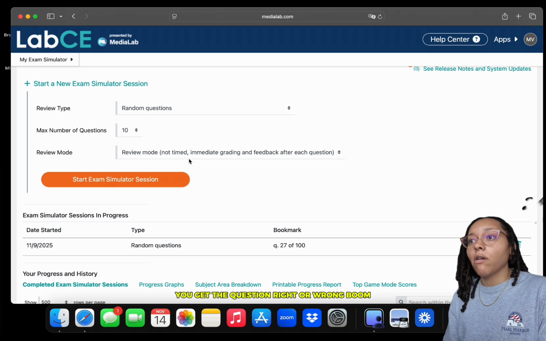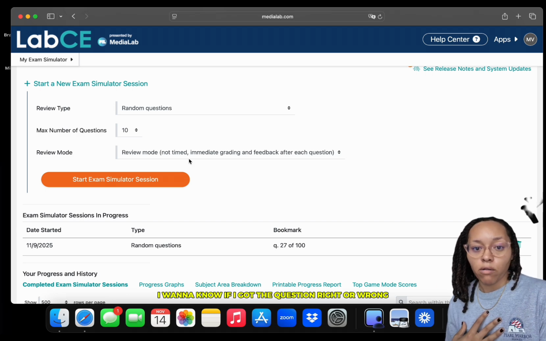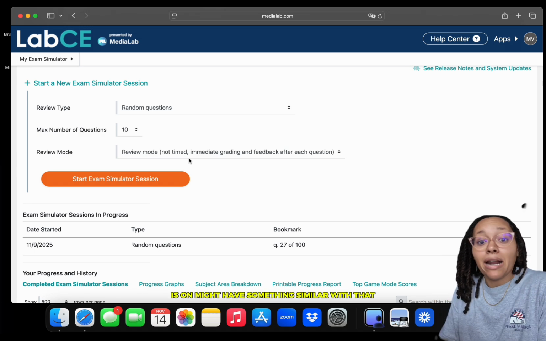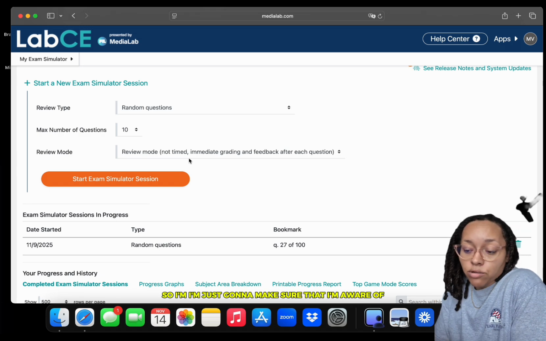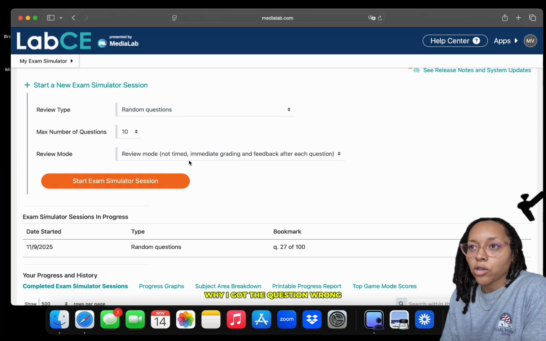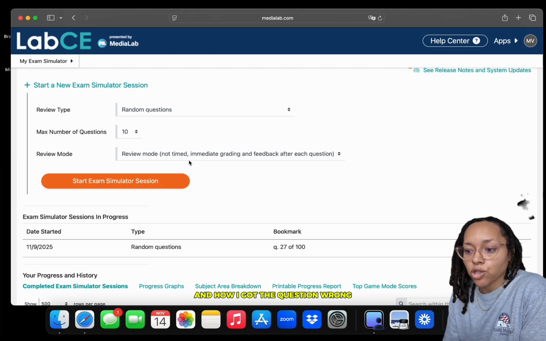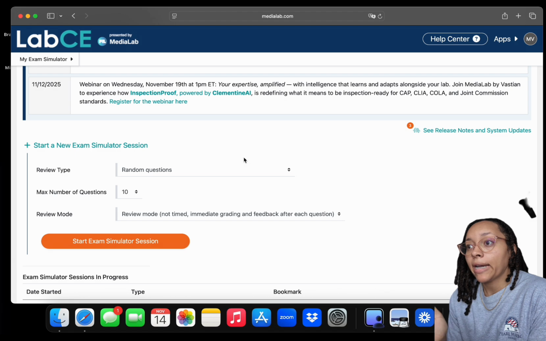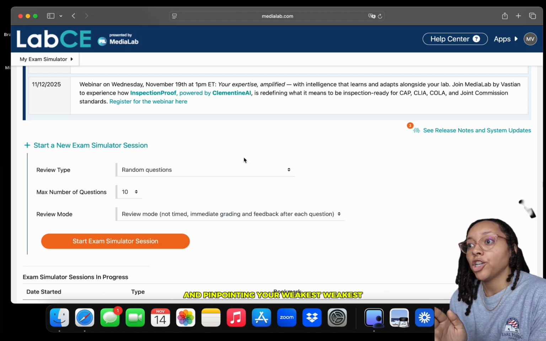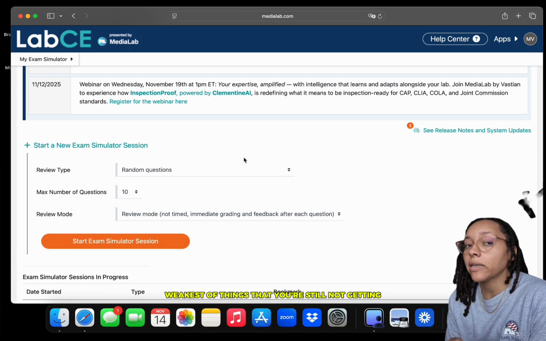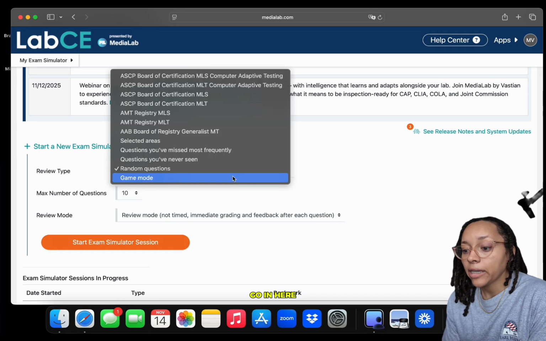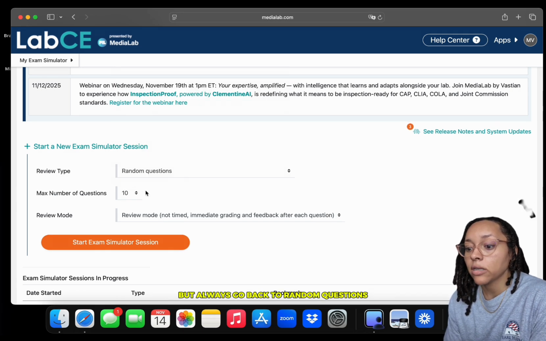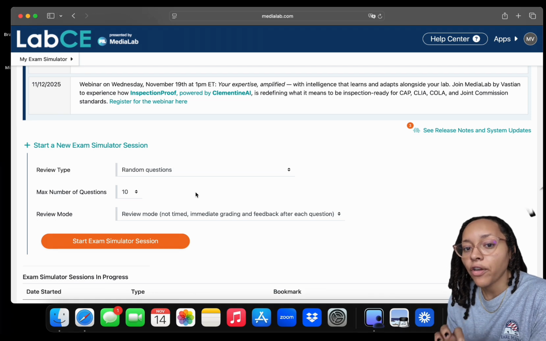You get the question right or wrong, boom, I want to know if I got the question right or wrong so I can review it, understand it. Next question, since my chemistry brain is on, might have something similar with that. So I'm just going to make sure that I'm aware of why I got the question wrong and how I got the question wrong and how I can apply that to other questions. Your last week is going to be random practice questions and pinpointing your weakest of things that you're still not getting. Go in here and you can select the area that you need help with, but always go back to random questions and do at least 50 per day.